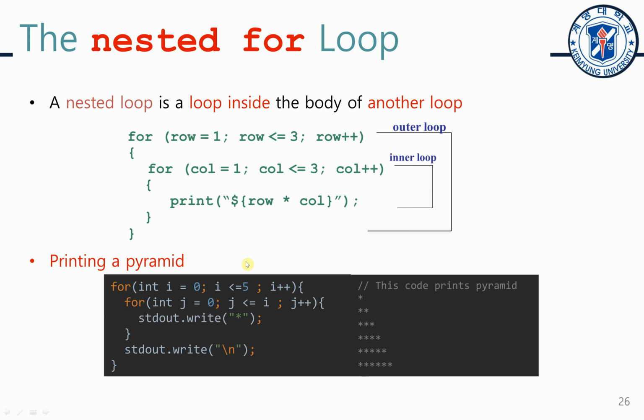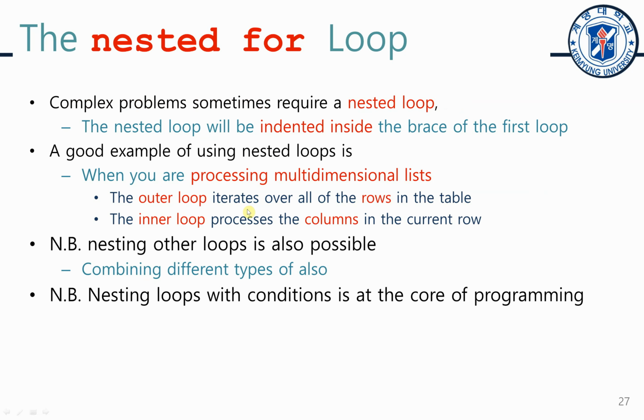There are some fun things like this, but we'll use this kind of nested for loop for other purposes later. We can use this nested for loop to solve some complex problems, such as processing multidimensional lists. The outer loop controls the row, and the inner loop controls the columns.